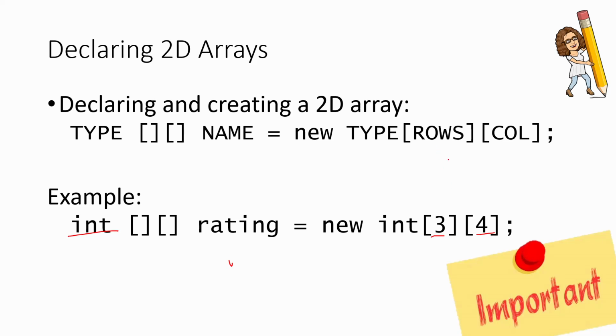rows, 4 columns. So what that would look like is I would have 1, 2, 3 rows, 1, 2, 3, 4 columns. My rows would have the numbers 0, 1, and 2 because we start counting at 0. And same with my columns, 0, 1, 2, 3, is what we would have, for a total of 12 spots inside of that two-dimensional array for me to store.